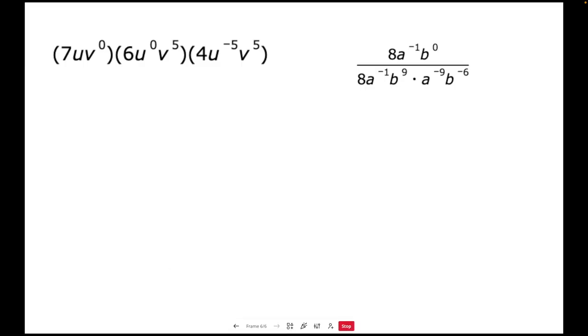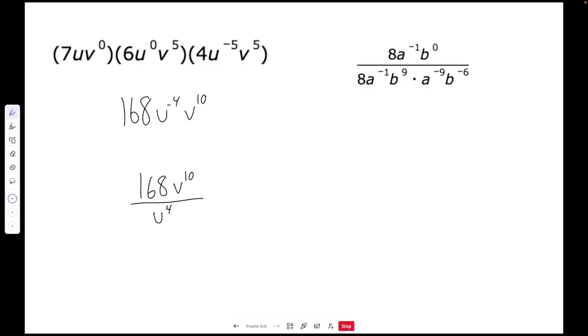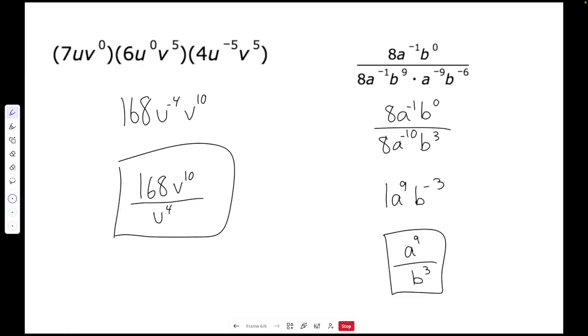Okay, now that you've had time to work these problems, let's check your solutions. For the first problem, here's the work. You should have ended up with 168 v to the 10th over u to the 4th. And for the last problem, here's the work, and you should have ended up with a to the 9th over b to the 3rd.